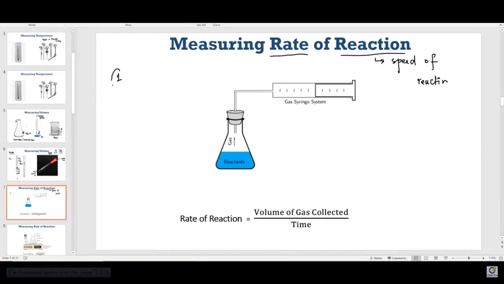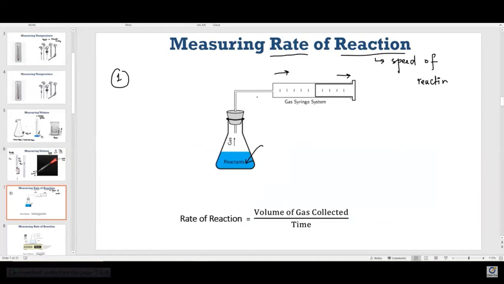The speed of reaction can be measured in two ways. One of the ways is mentioned on the slide, that is by collecting the volume of gas. For example, this is a conical flask. I put the reactants over here. This is a reaction in which a gas is released. This gas will enter the delivery tube and will enter the gas syringe. There is a plunger in the gas syringe. As the gas enters the gas syringe, it starts to push the plunger back. It keeps on pushing the plunger until there comes a time that this plunger stops moving. It means that no more gas is actually entering the gas syringe.